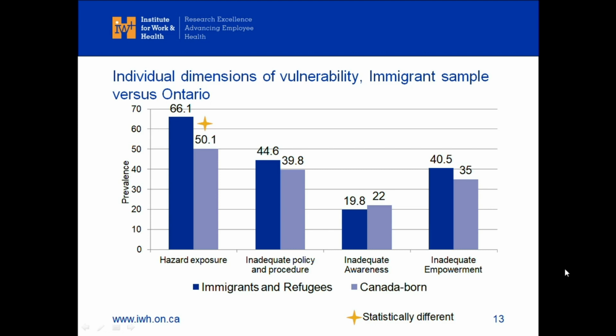So in the light blue bars, you can see the results from that questionnaire. We see that the immigrant and refugee sample that we spoke with had a statistically higher hazard exposure than the Canadian-born workers in Ontario that we spoke with. The immigrant population also had higher policies and procedure inadequacy and higher inadequate empowerment than that population, though at this point it wasn't statistically significant. And interestingly, immigrants and refugees reported lower inadequate awareness than the larger Canadian-born Ontario worker sample that we spoke with.